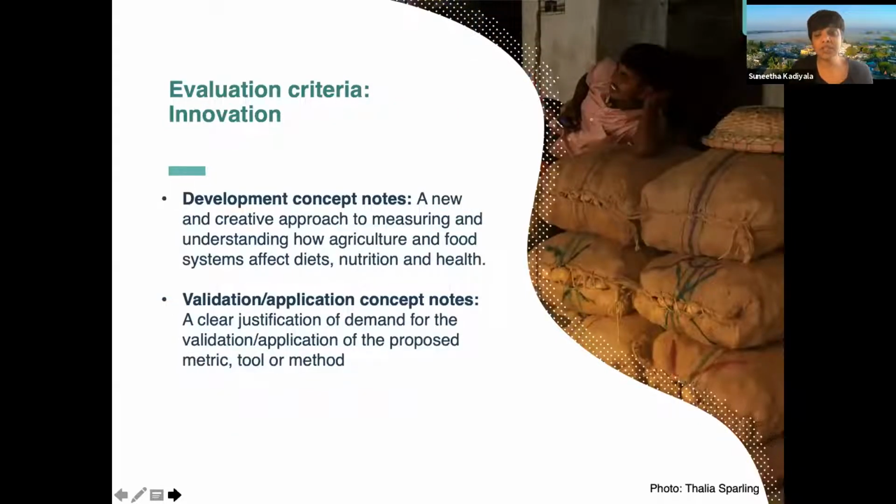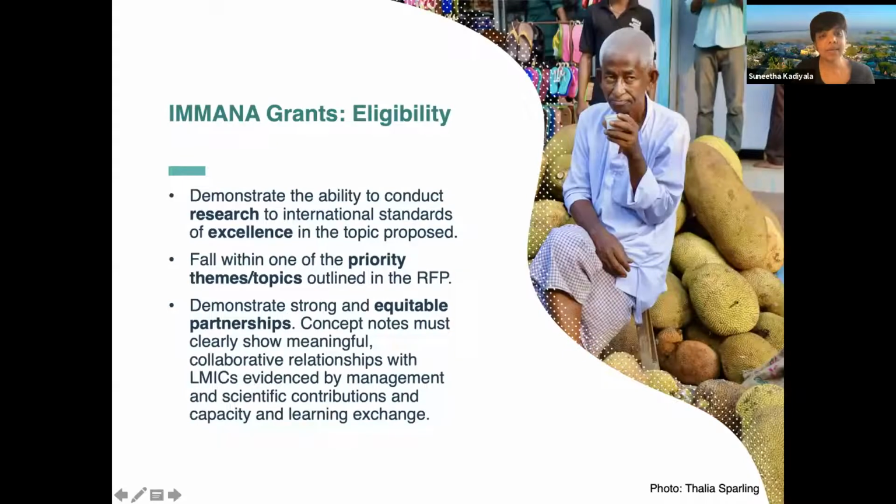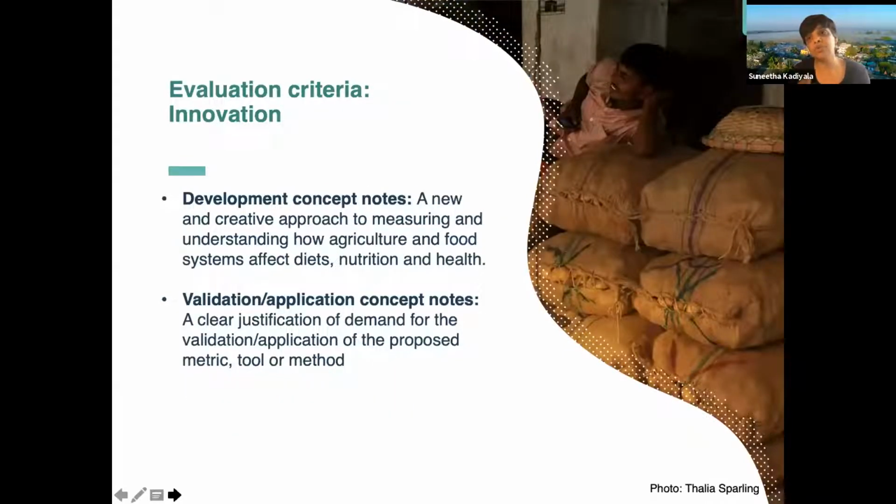On the evaluation criteria, once you pass the eligibility criteria, once we say, yes, this looks great on these three things, then it will go for further evaluation to see if we would invite you to the full proposal stage or not. There are two tracks, as was the case last time: a development concept note and a validation or application concept note. You need to tell us which one you're applying for and why that is the right track. Development is like you're developing something new, as is obvious. It has to be innovative. There has to be a reason why you're developing this and what the need is.